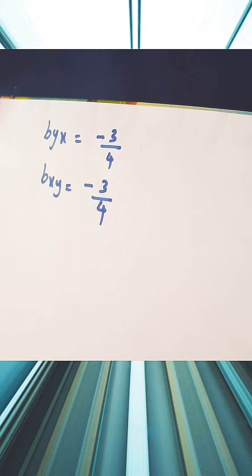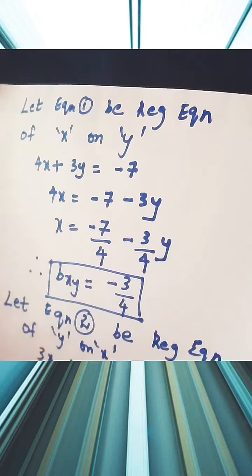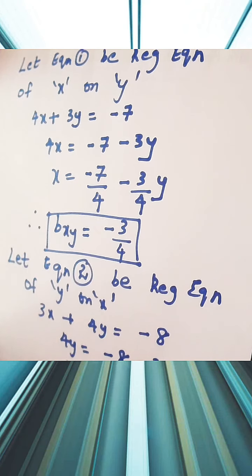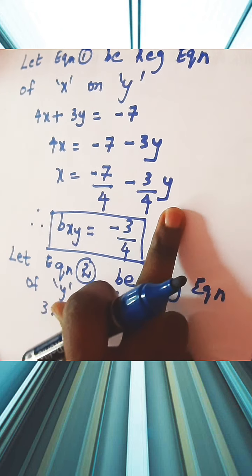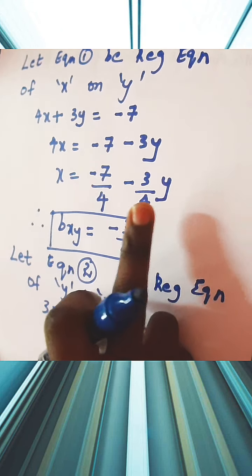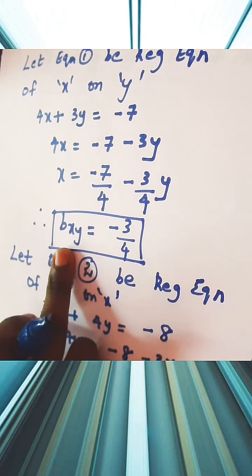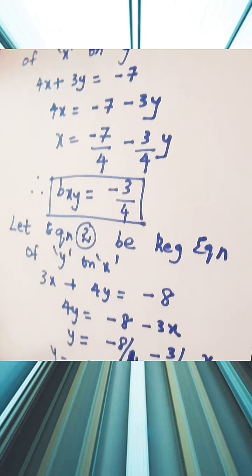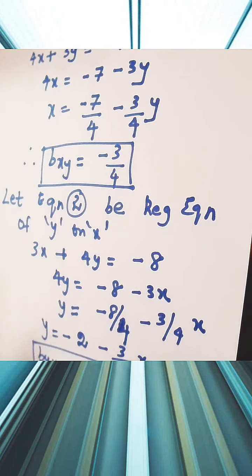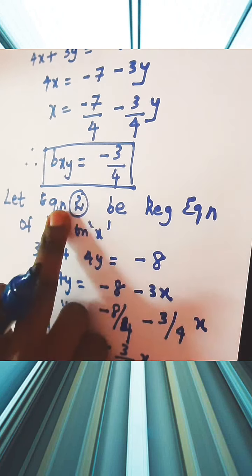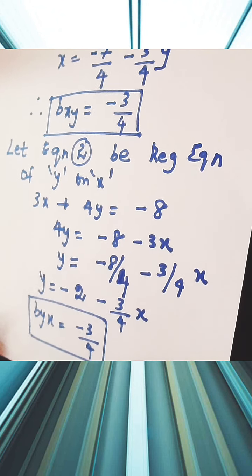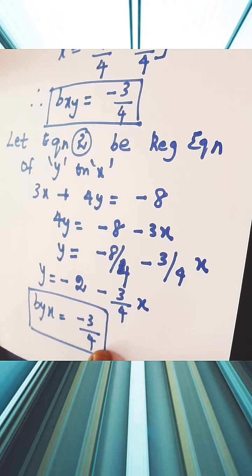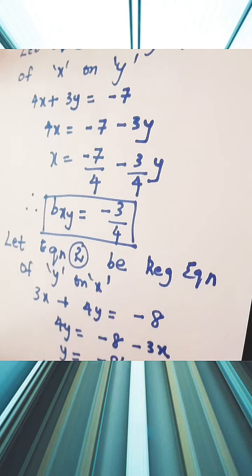Then we took equation 1 as the regression equation of x on y, and we found x = -7/4 - (3/4)y. The coefficient of y is -3/4, which is nothing but bxy. Similarly, we took the regression equation of y on x as equation 2, and then we found the value of byx is -3/4.